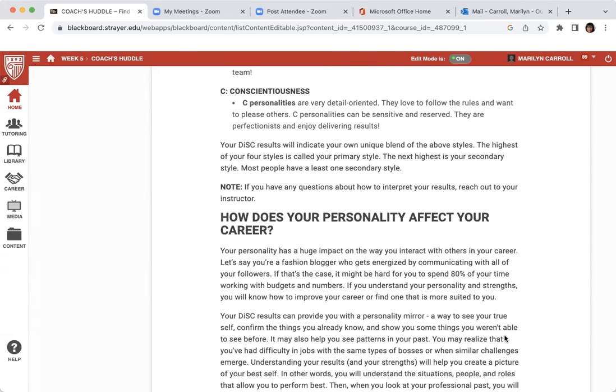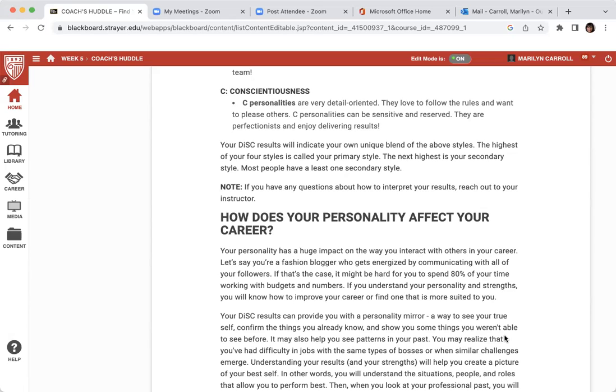Well, guys, your personality has a huge impact on the way you interact with others in your career. Let's say you're a fashion blogger who gets energized by communicating with all your followers. If that's the case, it might be hard for you to spend 80% of your time working with budgets and numbers. If you understand your personality and strengths, you will know how to improve your career or find that which is the most suited for you.